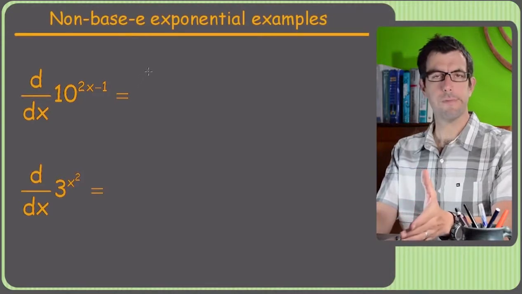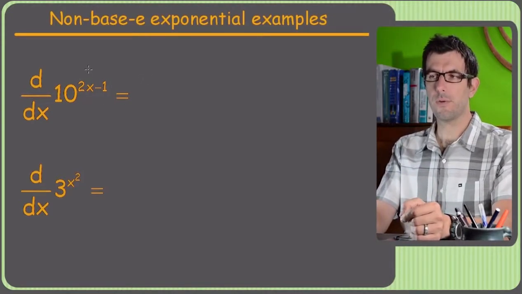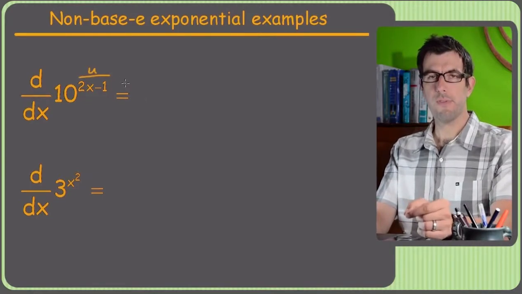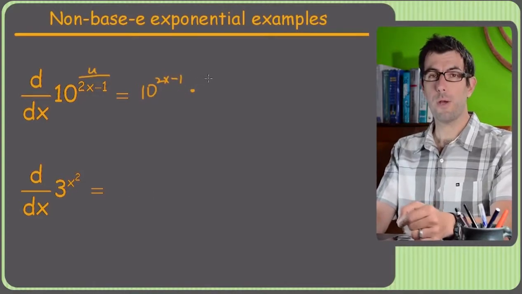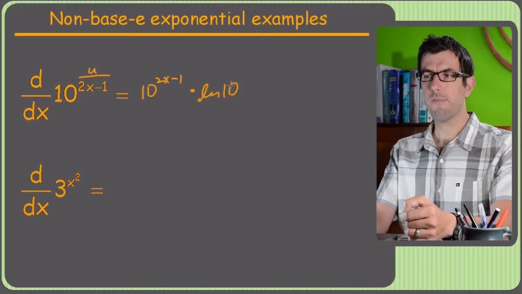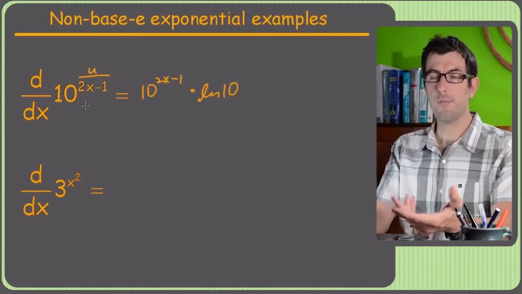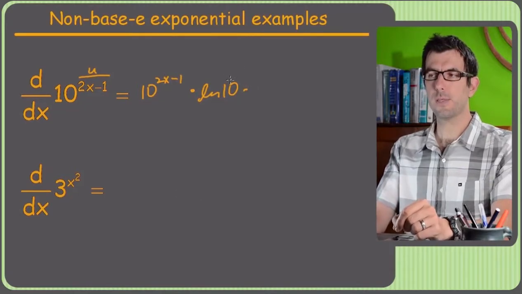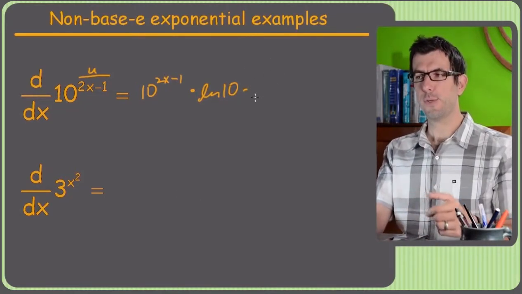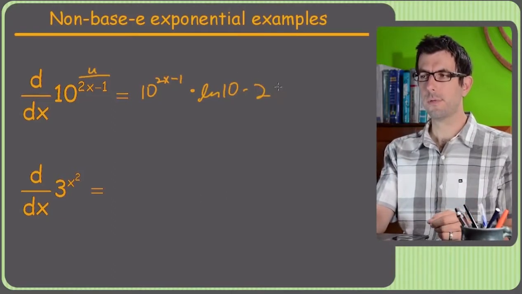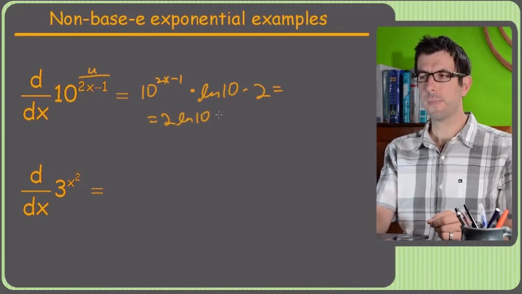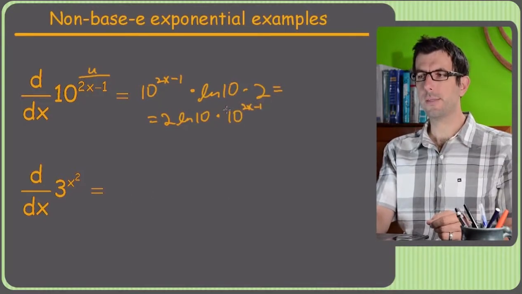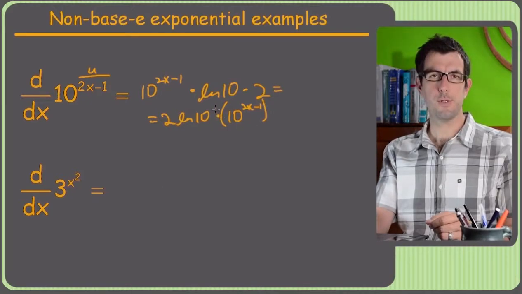All right, so non-base e exponentials, same story. This is our u though, right? So the derivative of this is the same thing, 10 to the 2x minus 1. The only thing is we got to throw in an ln of 10 to make up for the fact that we're not doing an e to a power. We're doing a different number, 10, to a power. And then, last but not least, cannot forget our u prime, which in this case is just, again, 2. So I would rearrange the order on this and get 2 ln of 10 times 10 to 2x minus 1, which I now realize pretty much looks worse than the original, but hey.